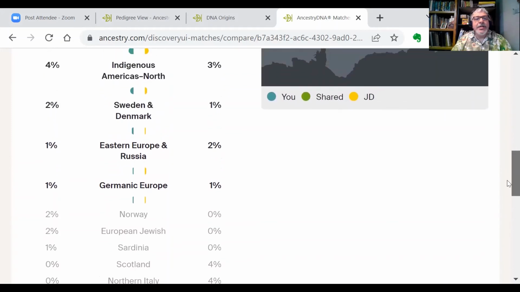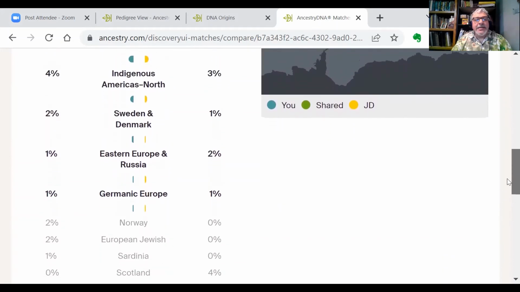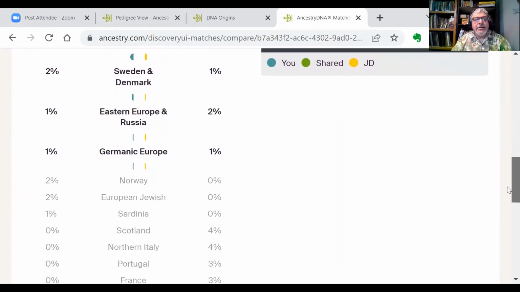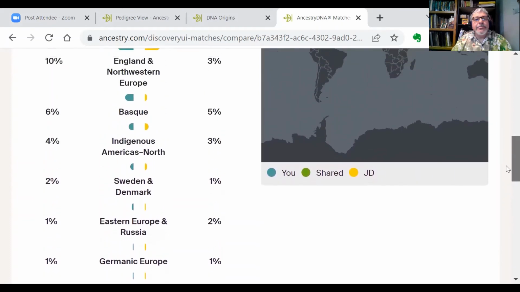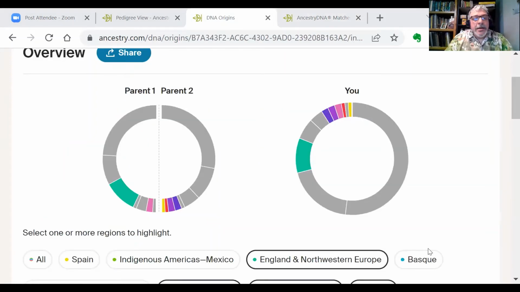We have none of that. No, we do have some of that, England and Northwestern Europe. Okay, so where is all this showing up? So let's go back to that chart of my breakdown between parents. Okay, so again, on the one side, you've got that England and Northwestern Europe, and that's all where it's showing it.